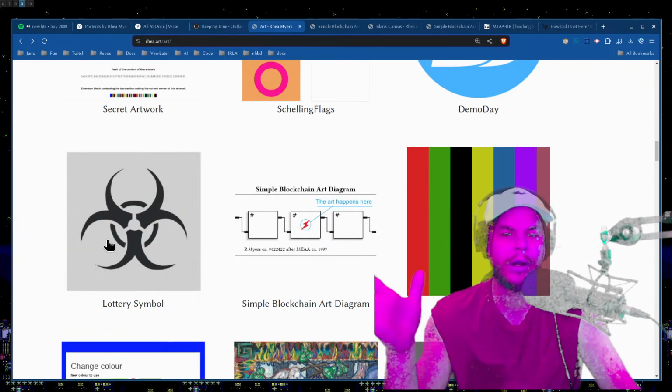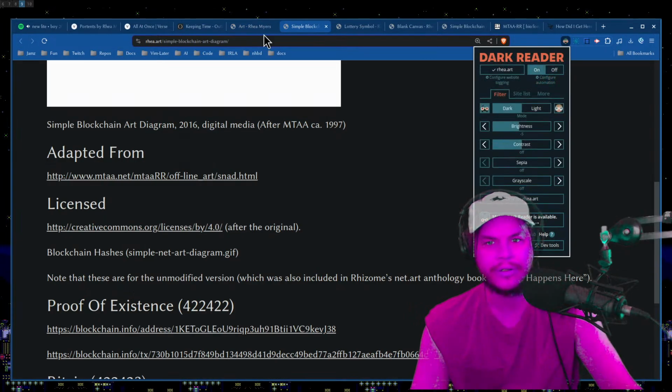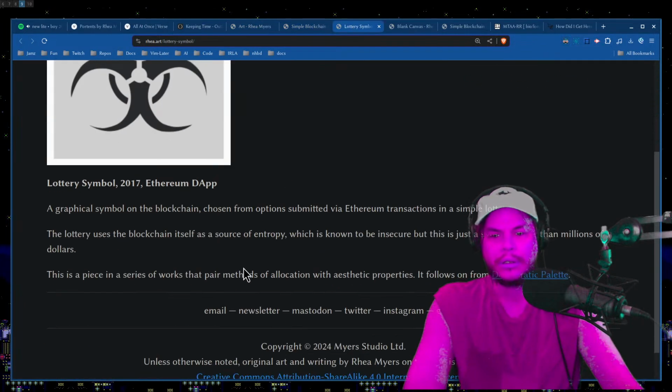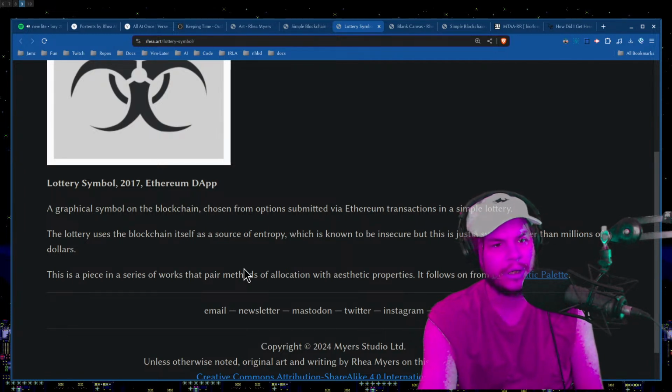Okay, don't quite understand. Lottery symbol. Also, get back this on. Jeez, I need the darkness. Lottery symbol. A graphical symbol on blockchain chosen for options submitted via Ethereum transactions in a simple lottery. The lottery itself uses the blockchain itself as a source of entropy, which is known to be insecure. But this is just a symbol rather than millions of dollars.